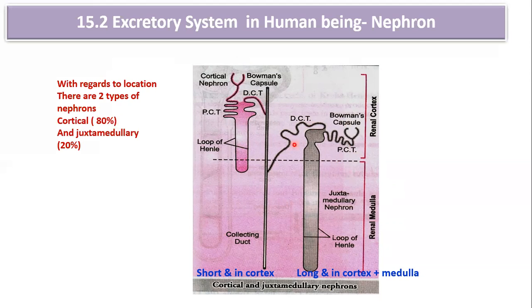Another nephron is called the juxtamedullary nephron, where it has a longer loop of Henle. So it is located in both the cortex as well as the medulla. The loop of Henle is longer and it forms approximately 20% of the total nephrons. Since it has a longer loop of Henle, obviously Vasa recta is also present. There are very few chances that Vasa recta is present in the case of the cortical nephron.